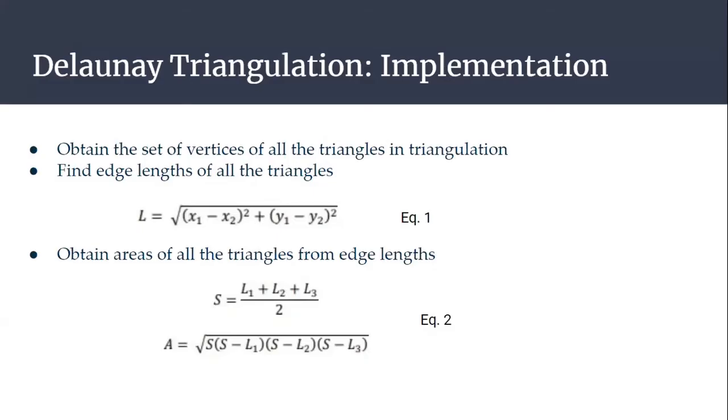So once we perform the triangulation, we would obtain the set of vertices of all the triangles in the triangulation. That would help us find the edge lengths of all the triangles, and equation 1 shows that. After finding the edge lengths, we would obtain the areas of all the triangles from the provided edge lengths. And those areas could be calculated from equation 2.